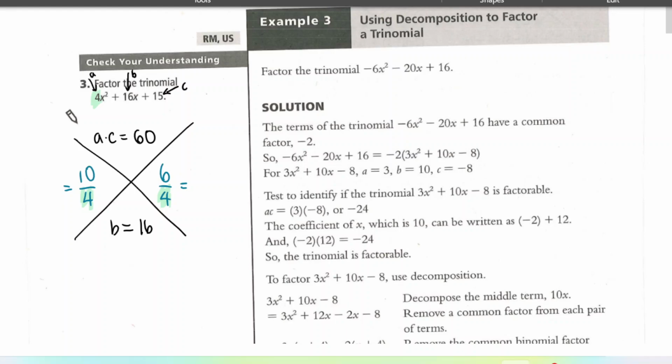On the left side, we can divide by 2. And on the right side, we can divide by 2 as well. And those look fully reduced to me. So the two numerators are going to be our constant terms in our factors. So 5 and 3. I'll color them yellow just to be consistent here. And then the two denominators are going to be my coefficients in front of x.